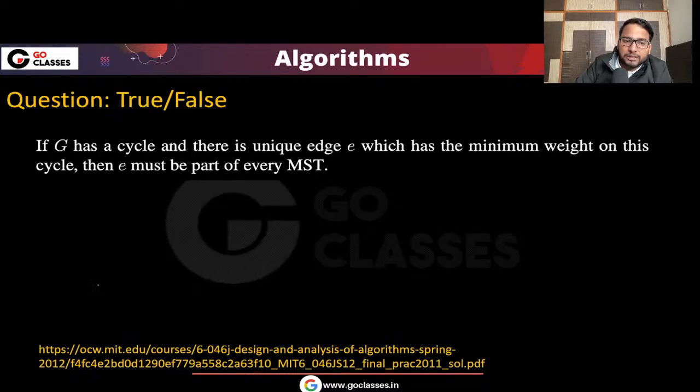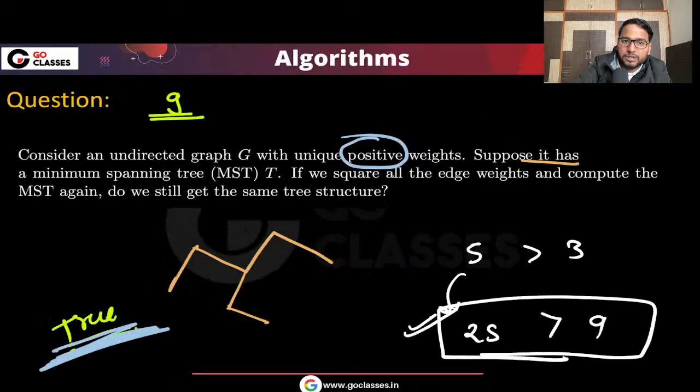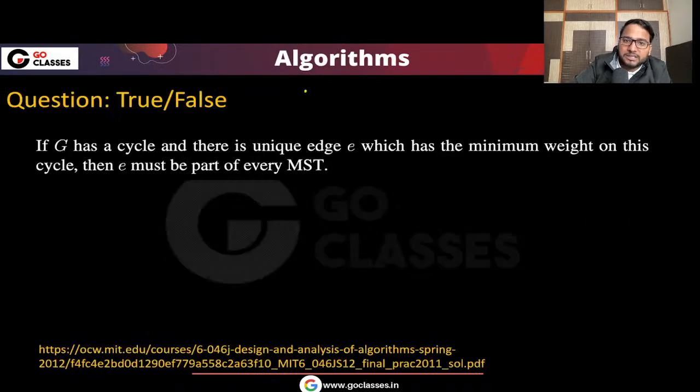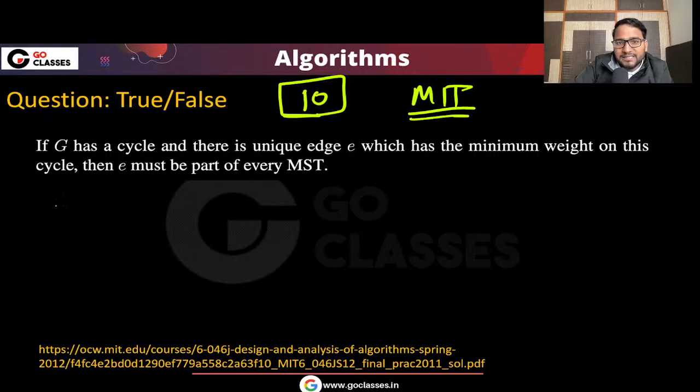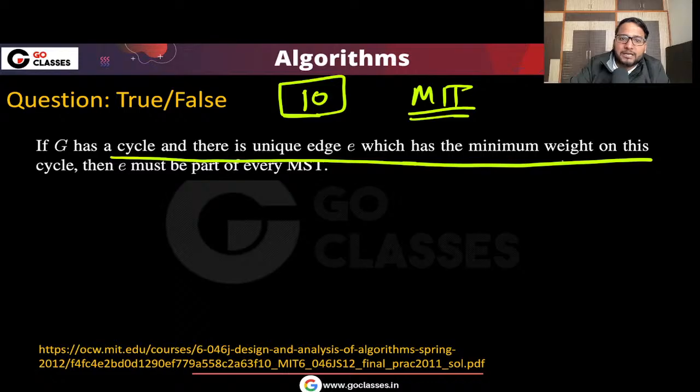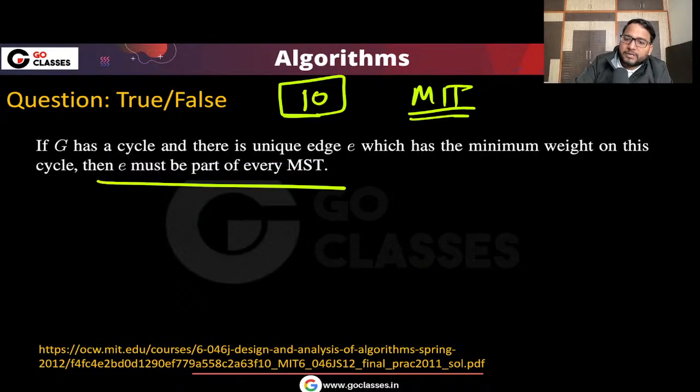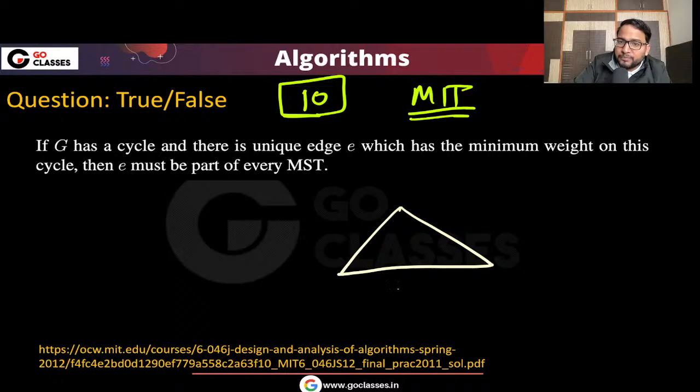Now let's see this question, which is I think question number 9 or 10. This is question number 10. Now let's just see this question, which is question number 10. This question is from MIT. Okay. Let's just see what they are saying. If G has a cycle and there is a unique edge E which has minimum weight on this cycle, then E must be part of every MST.